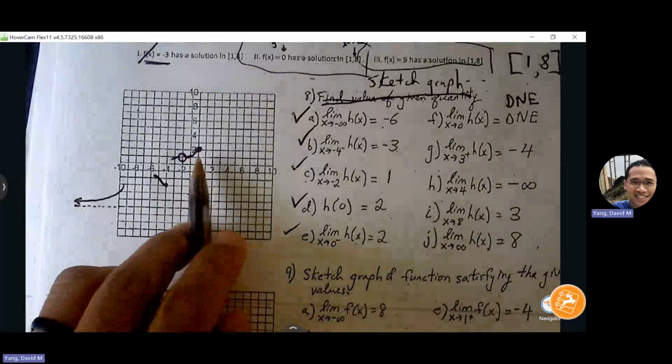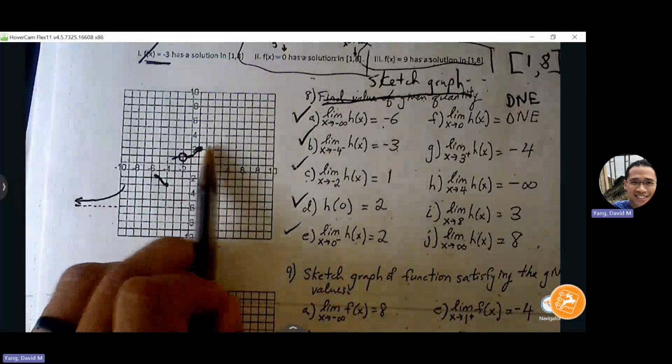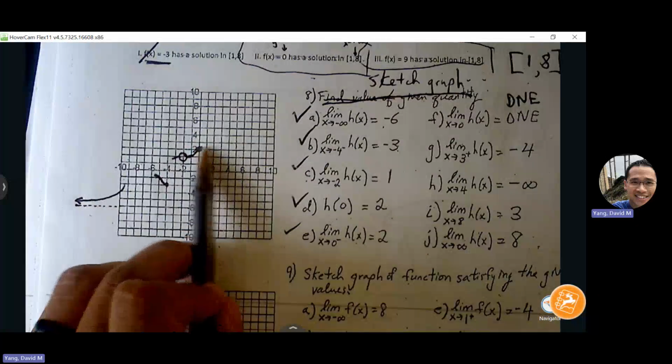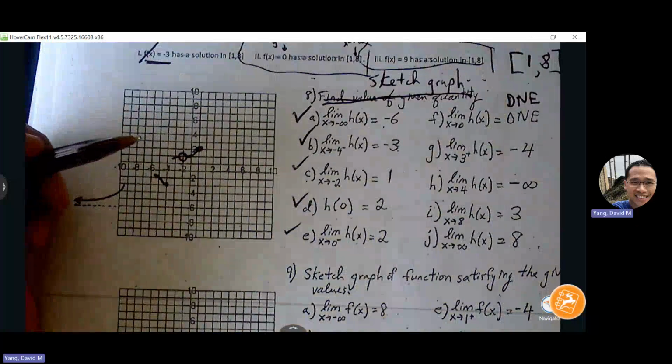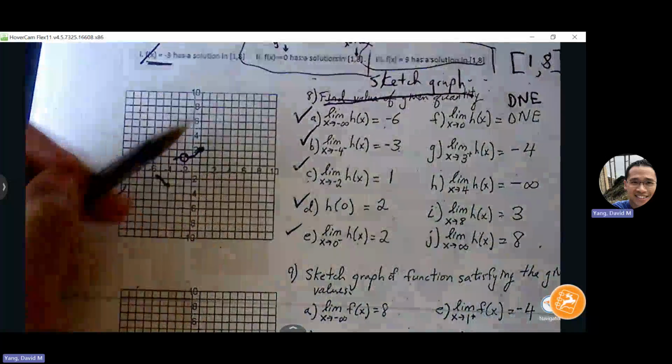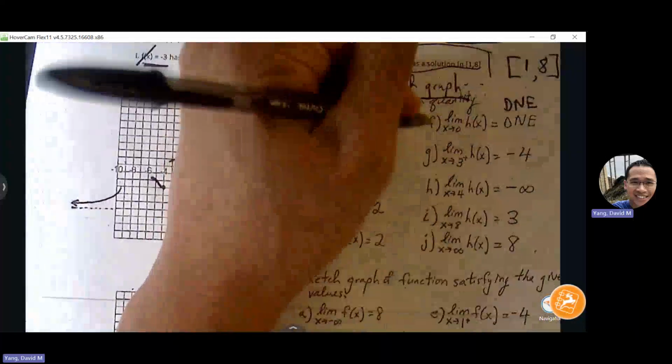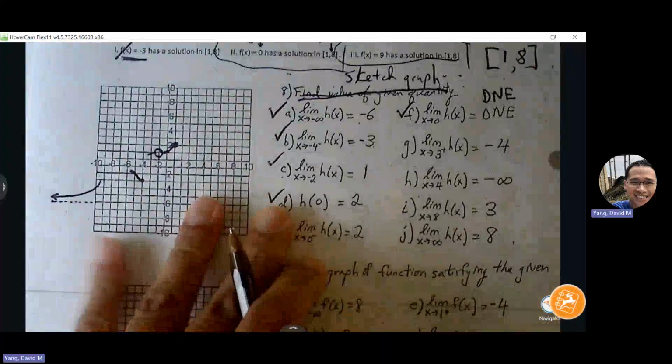So that means I can make this an asymptote. I can make it disconnected, or I can just leave it blank. Okay, so I'm just going to leave it blank for now and see what else I can do.